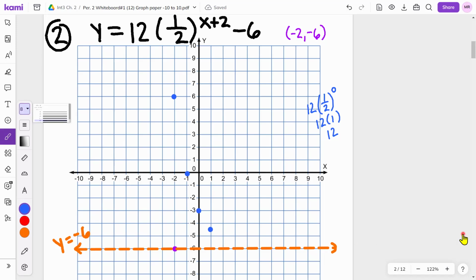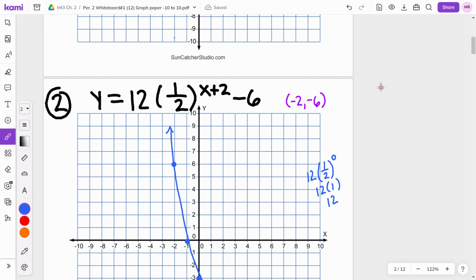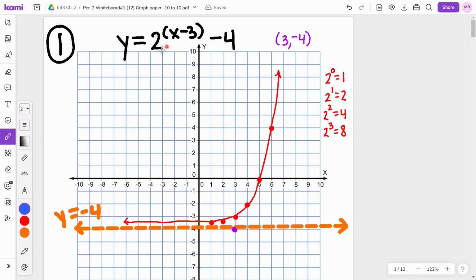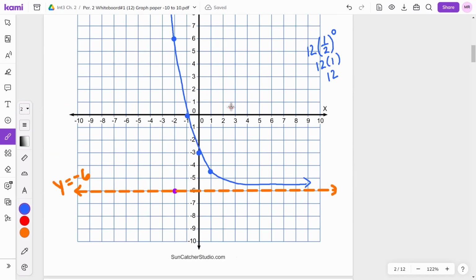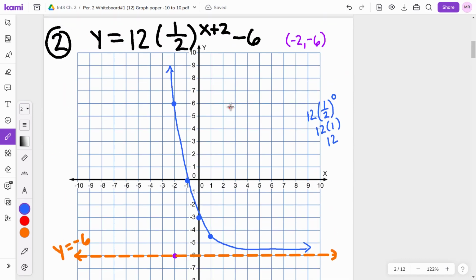And then I'm going to connect this with my curve. You see that this is a decreasing exponential graph, decay, where the other one up here, because my base is between 0 and 1, since my base is greater than 1, it is exponential growth. Here's this graph, just in case I didn't give you enough time to see it.